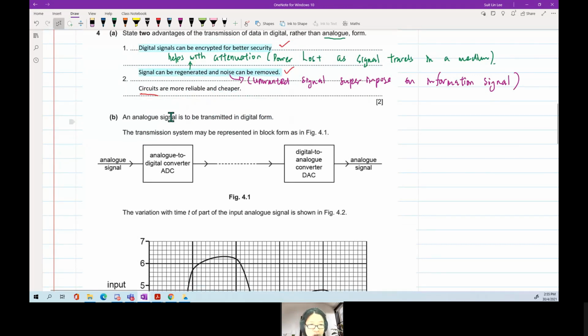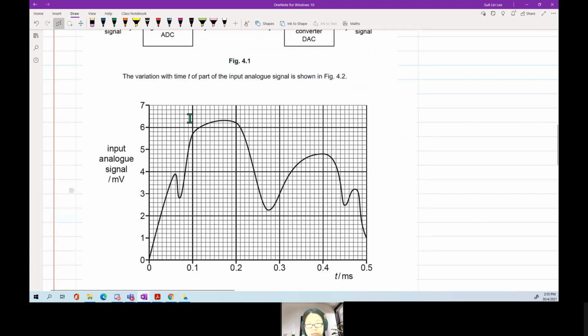So an analog signal is to be transmitted in a digital format. So we're going to do the analog to digital conversion. And this is the analog signal, the input.